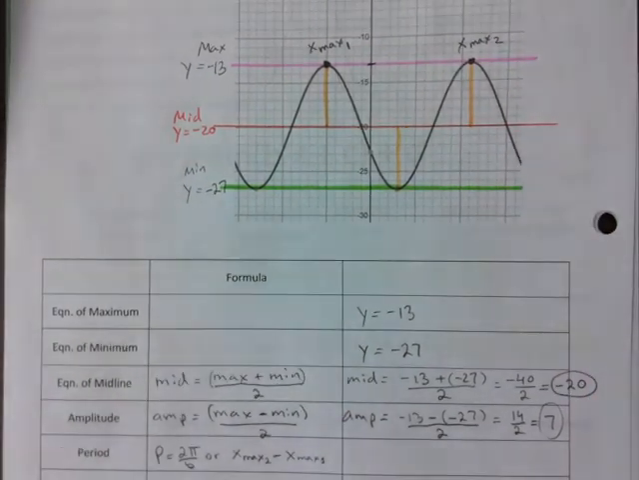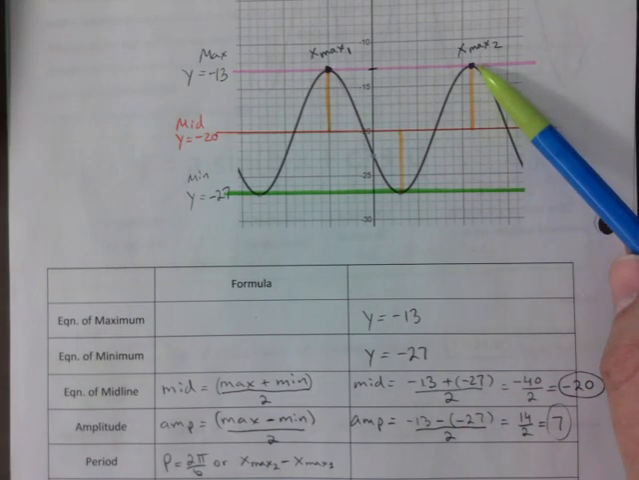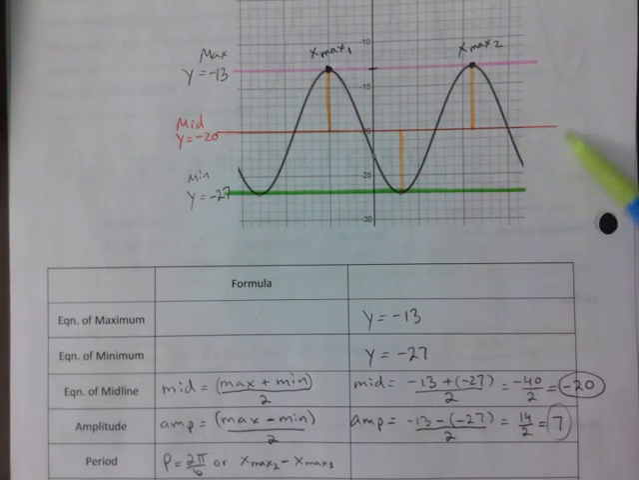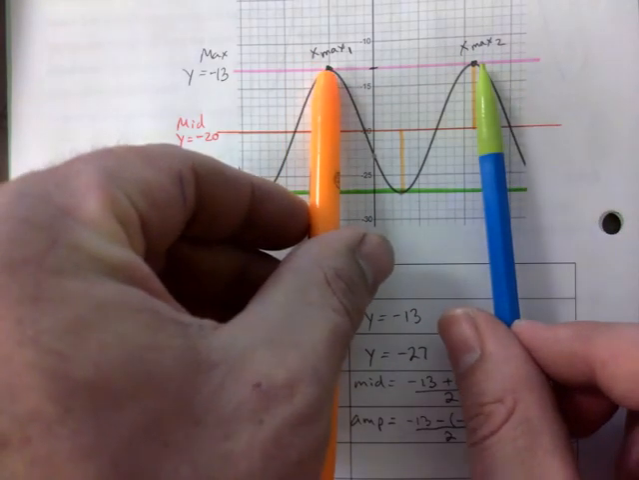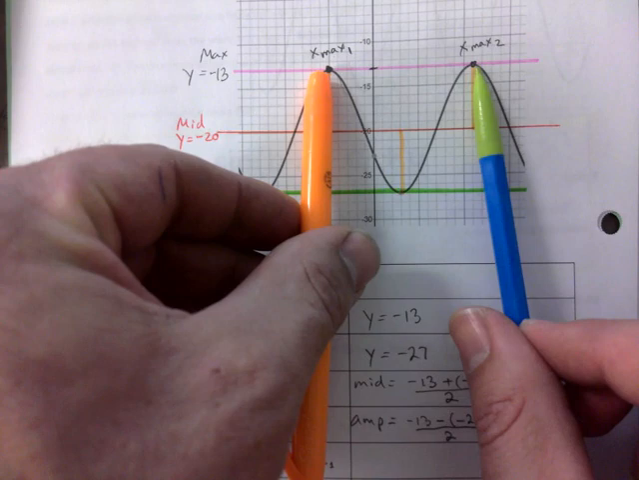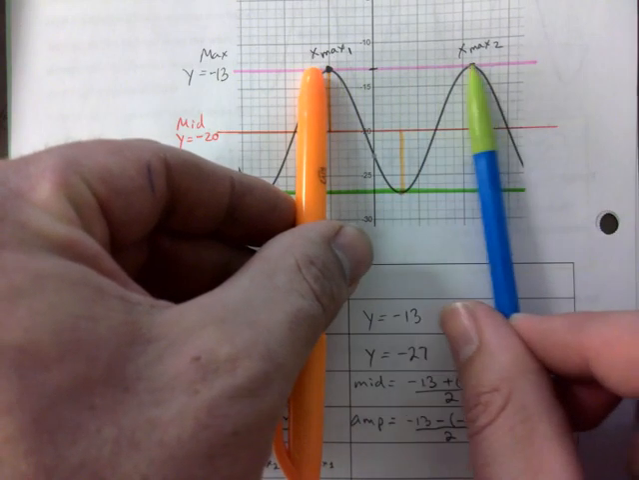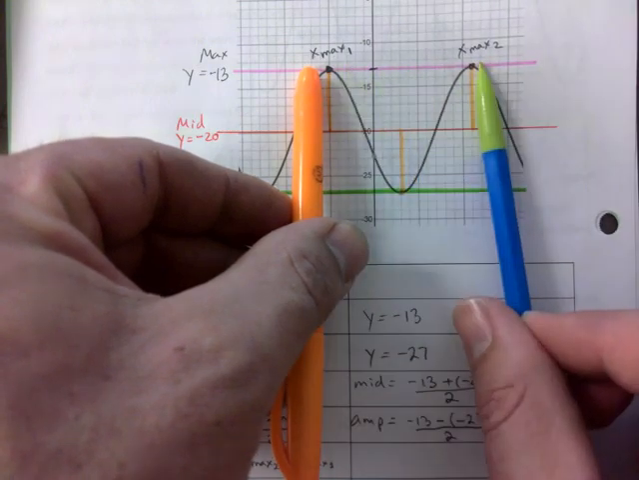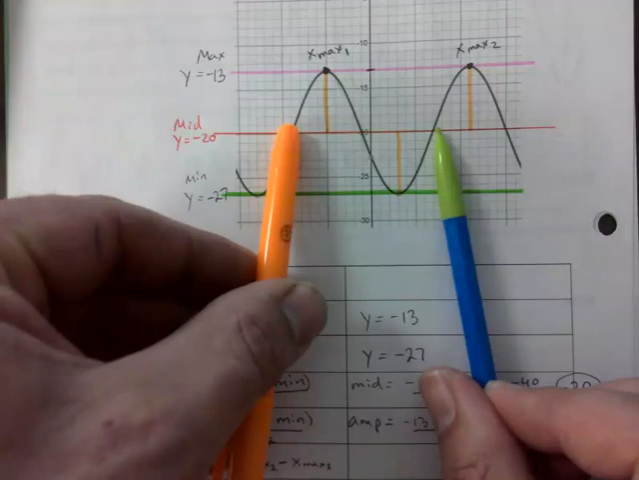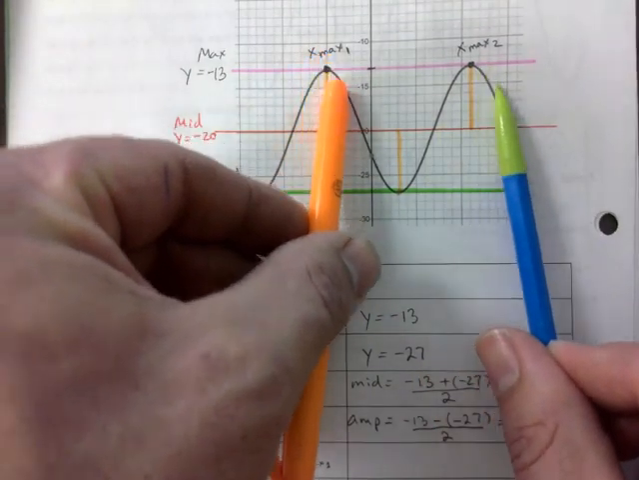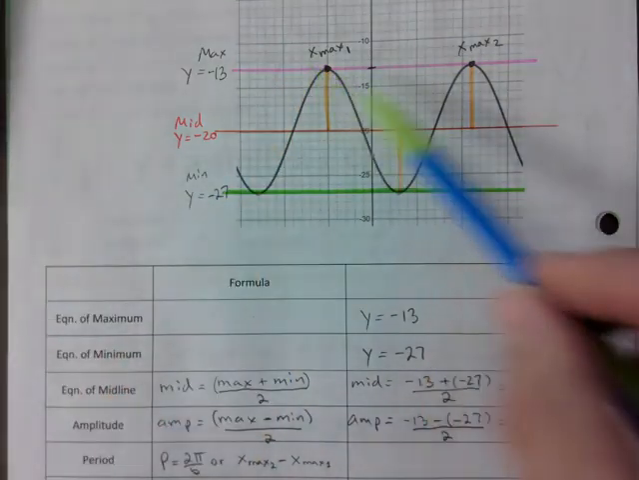How is that going to give me my period? Well, after a full cycle, after this, it repeats itself again and again and again. So a cycle is the distance between points where afterwards it repeats itself. So this distance, the horizontal distance, is the period. So you could have picked these 2 points, those two, it doesn't matter. Just pick 2 that are within the cycle.